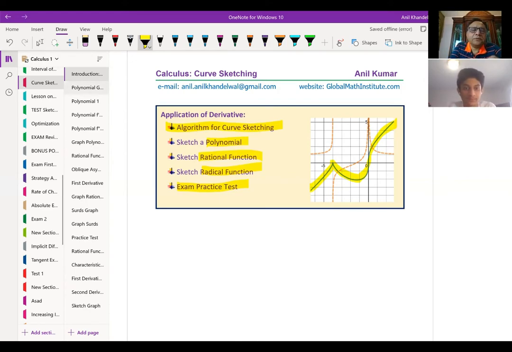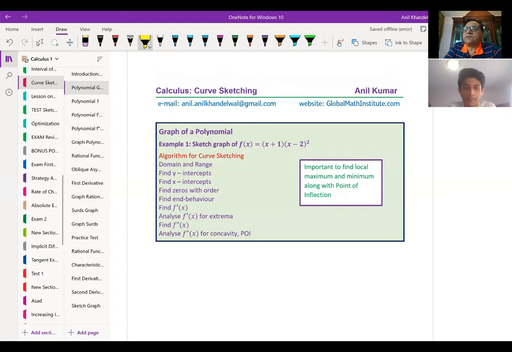Let's begin with simple polynomial functions, right? When you say polynomial functions, you know there is no discontinuity. The domain is all real numbers. Range could be from minus infinity to plus infinity. We may have a lot of turning points in between. We may have a point of inflection. That is to say, we may have to check the second derivative for concavity, right? So now we'll take up a simple example.